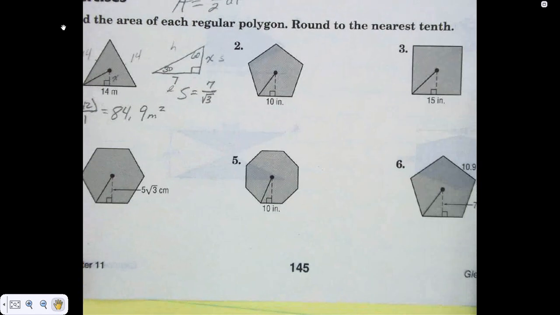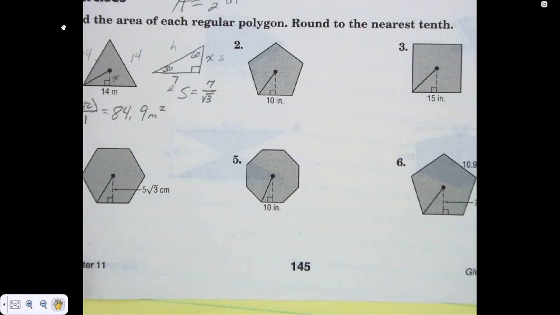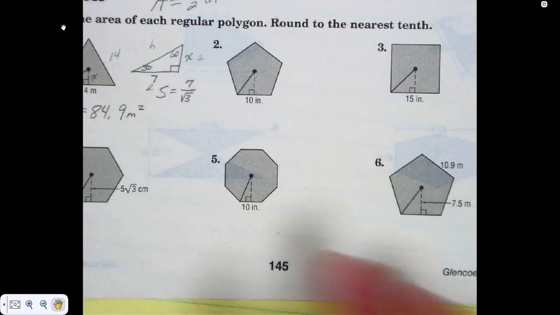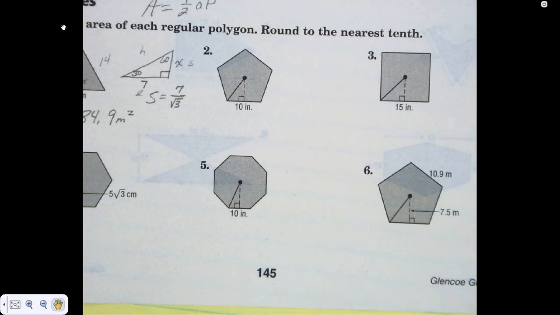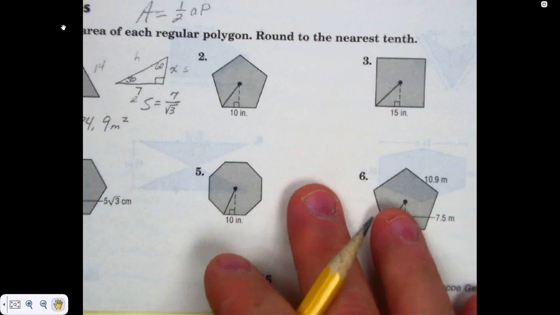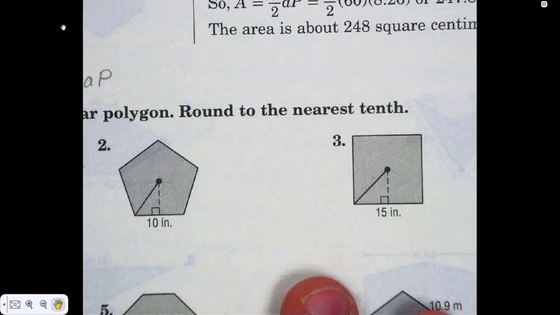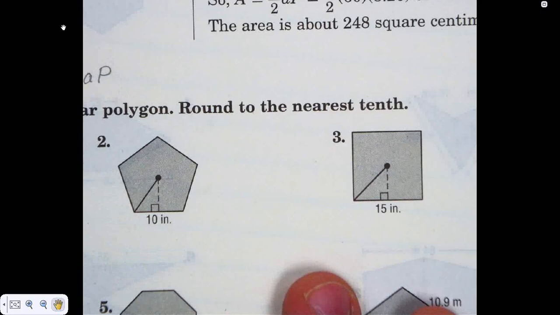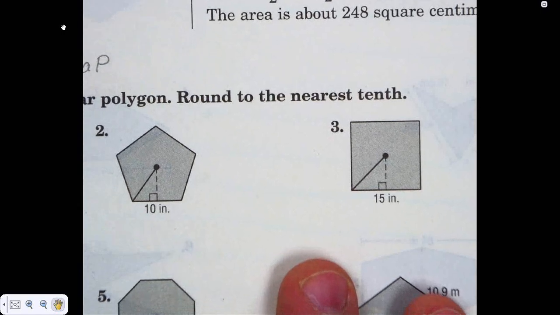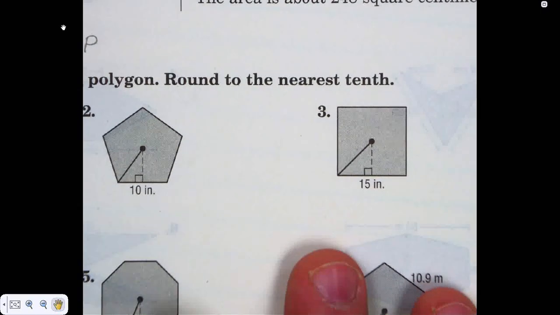So you see how using special right triangles can be interesting sometimes. Now, they may not always have you use special right triangles. Let's look at number 2. You may have to use trig functions. How wonderful. Let's look at this problem.